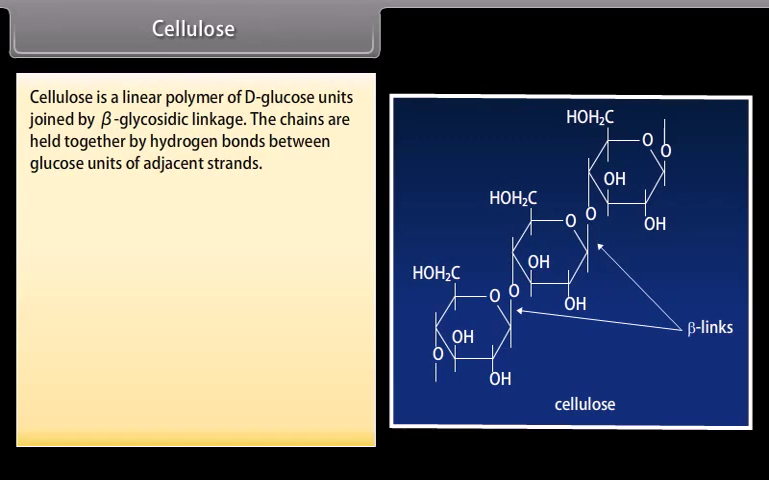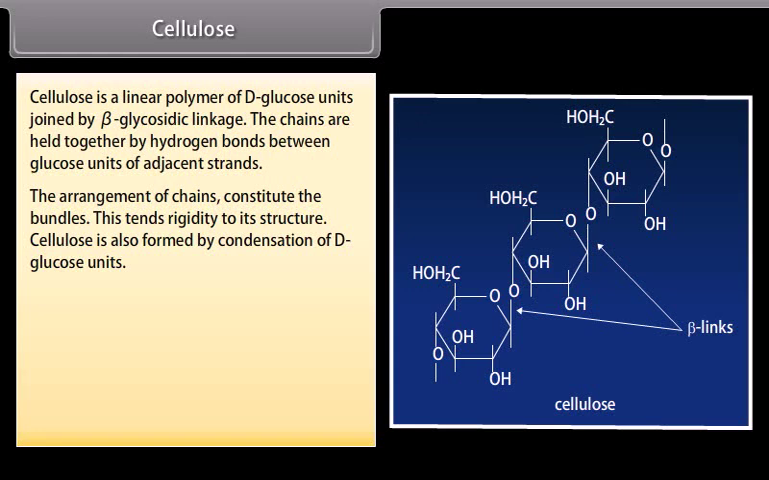Cellulose is a linear polymer of D-glucose units joined by beta-glycosidic linkage. The chains are held together by hydrogen bonds between glucose units of adjacent strands. The arrangement of chains constitutes bundles. This lends rigidity to its structure. Cellulose is also formed by condensation of D-glucose units.